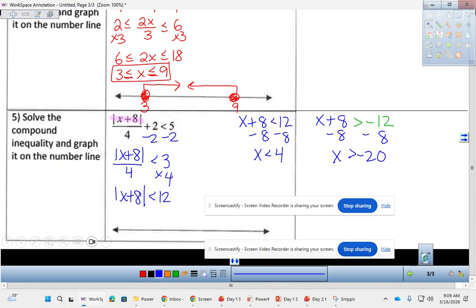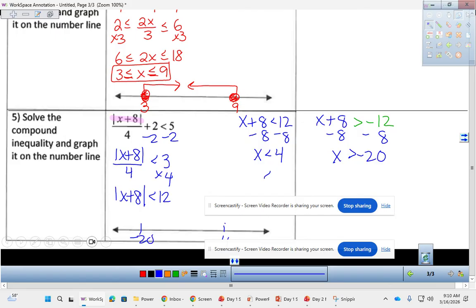I have to decide if this is an and or an or. Some of you can do that without the graph. The easiest way to do that is to graph them. On a number line, if I were to graph these, the negative 20 has to come before the 4 because this is numerical order, right? Negative 20 comes before 4.